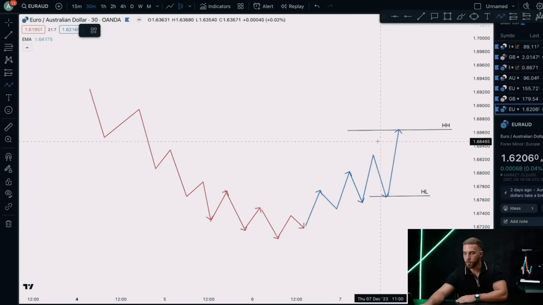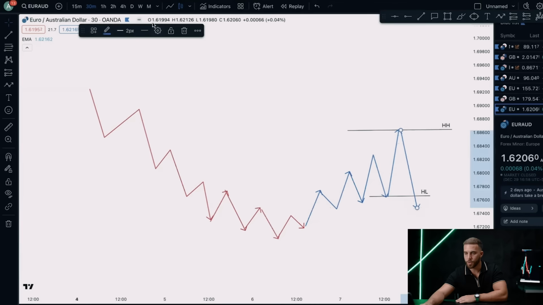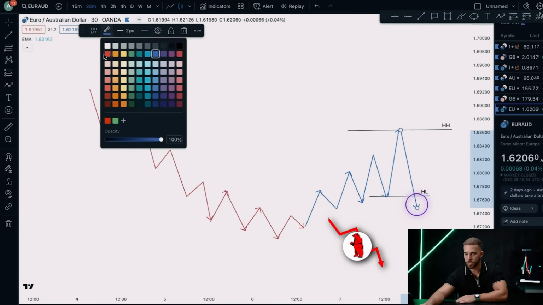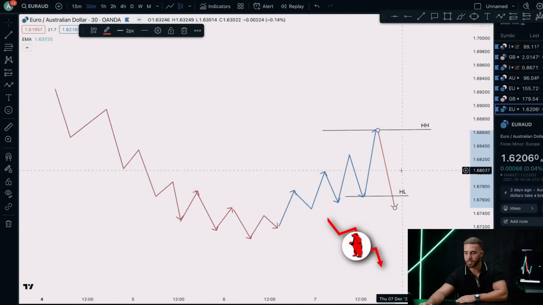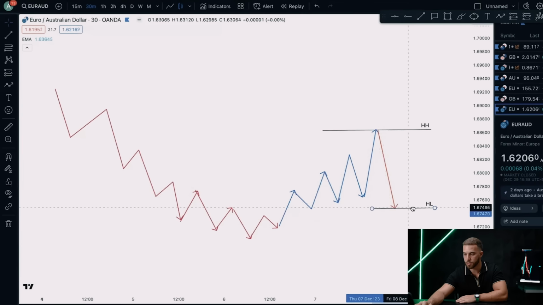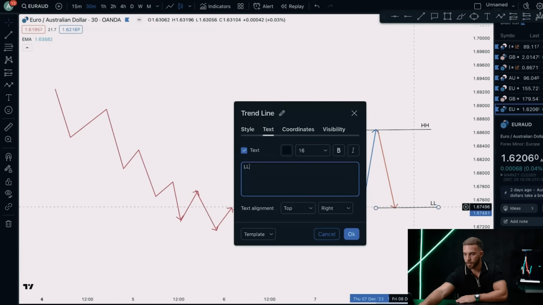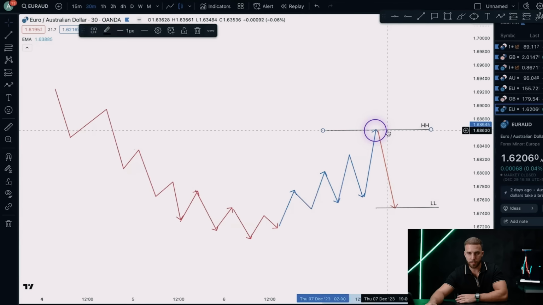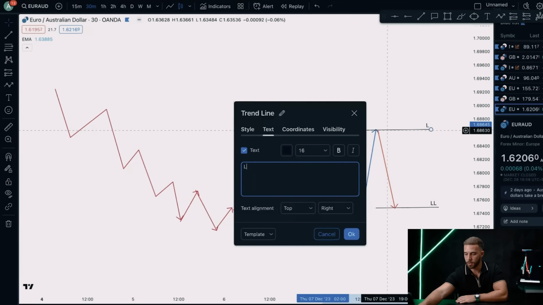Now, the moment we body close under this higher low structure point, we are now bearish. This market has now shifted to the downside. So this becomes the lower low. And then the last point, which is the last lowest high point, becomes the lower high.